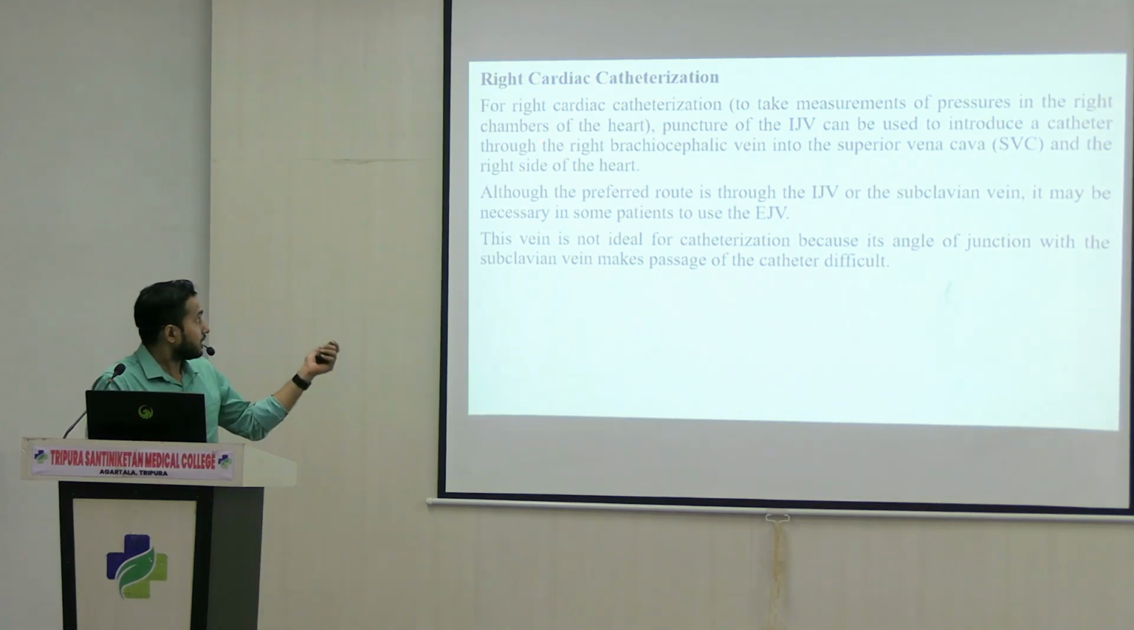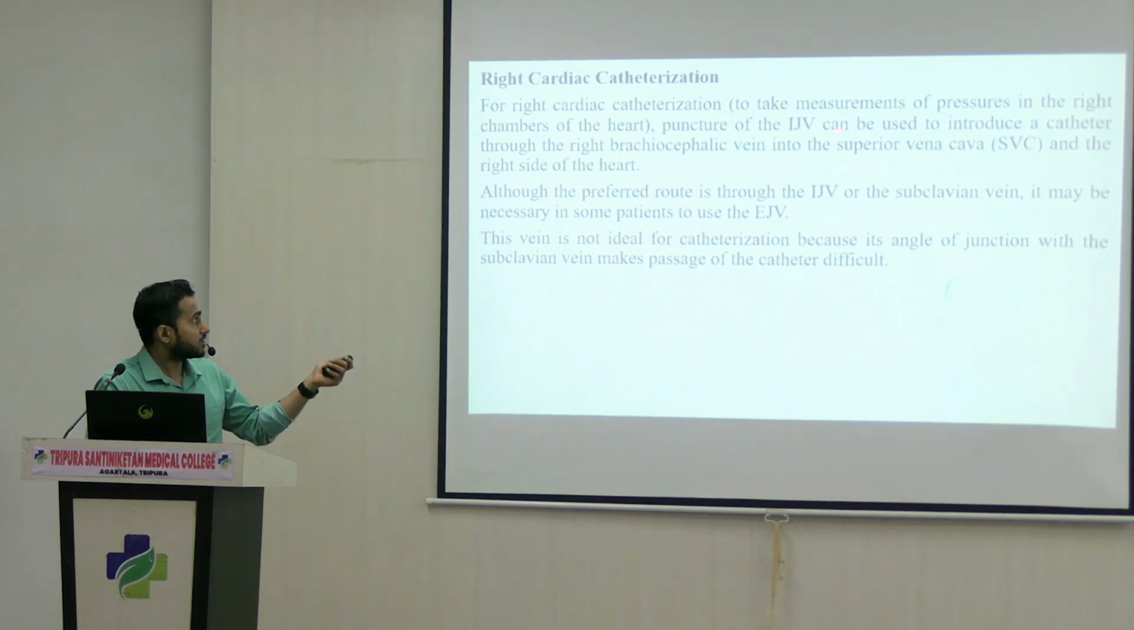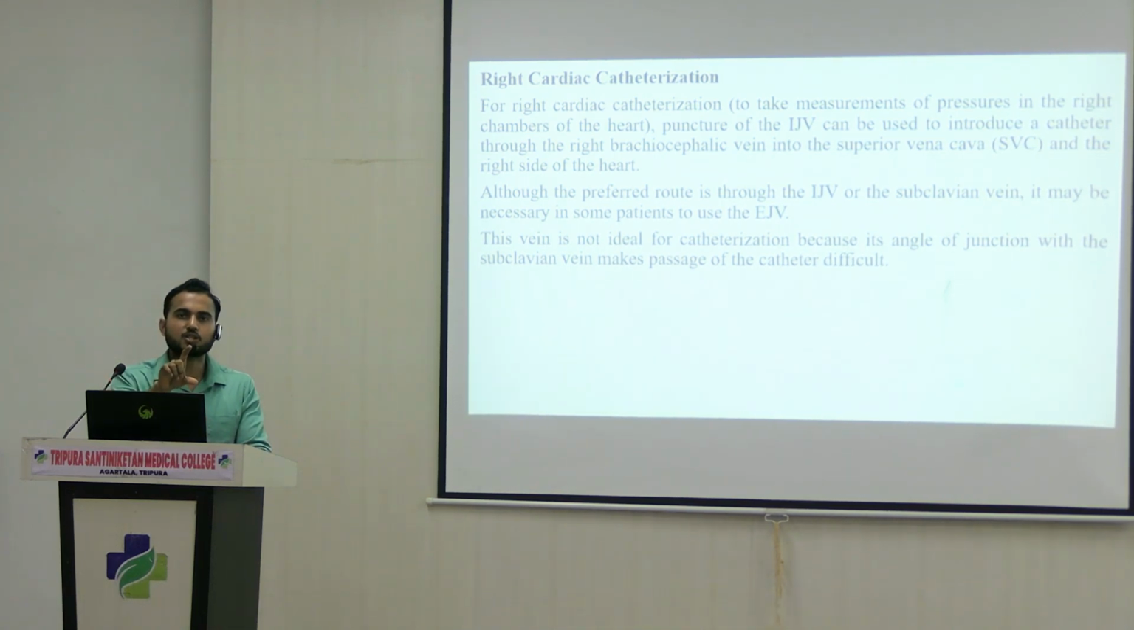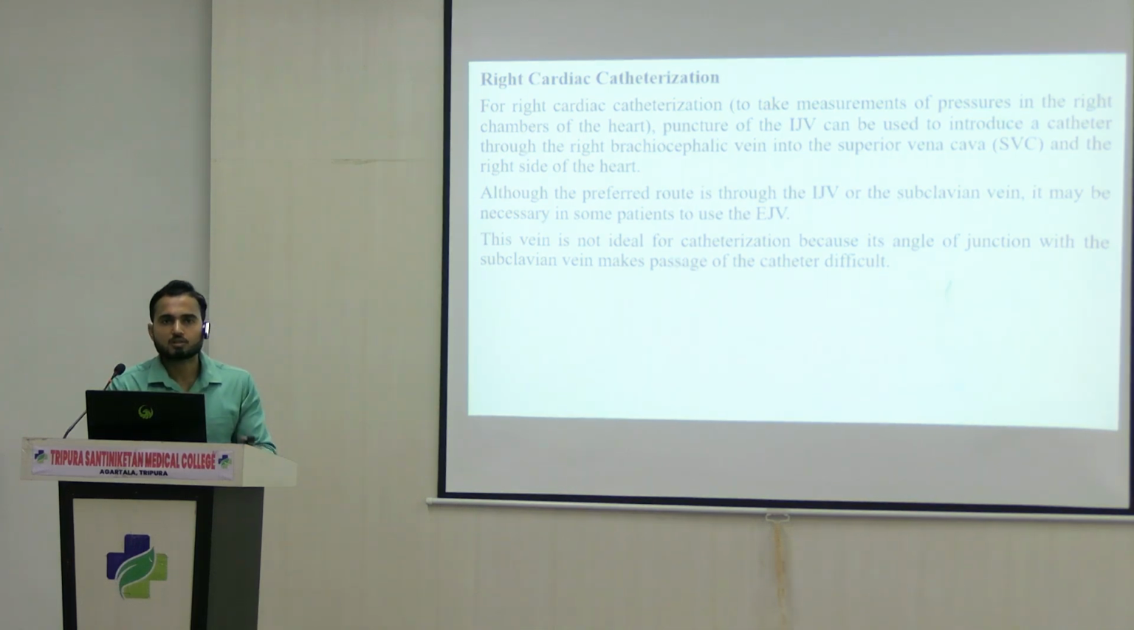So in case of right heart catheterization, the puncture of the internal jugular vein is done. It is the preferable choice because the course of the internal jugular vein is very short. That's why the length of the catheter which is selected is also less. Depending on the vein which we are puncturing, the length of the catheter is selected.